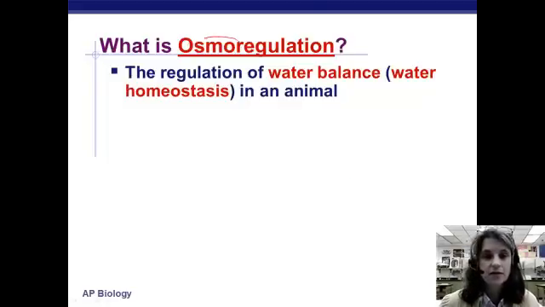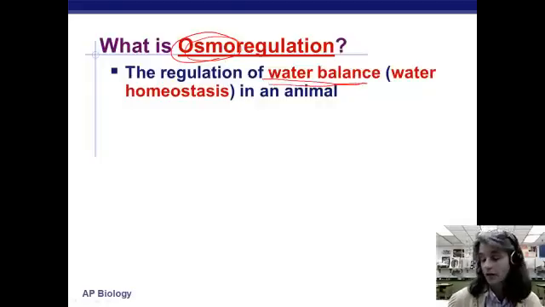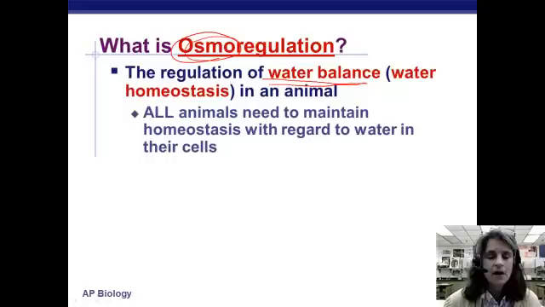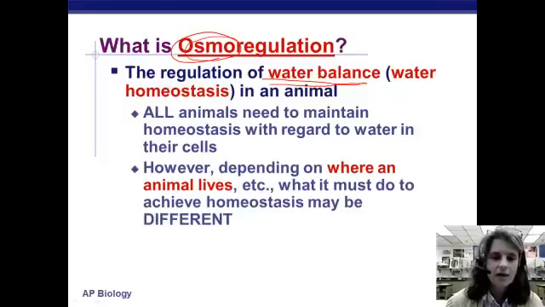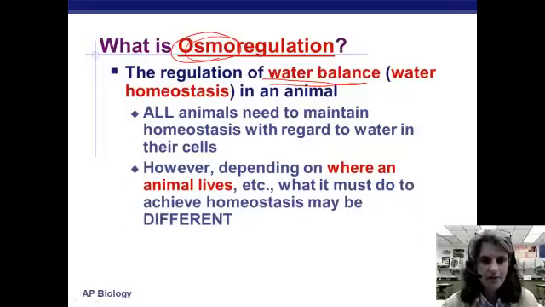Osmoregulation, of course, think of osmosis, and if we are an osmoregulator, we are going to regulate carefully the amount of water in our body. Okay? So all animals need to maintain homeostasis with regard to water in their cells. They all have to, even that jellyfish. It's just that he's going to do it by never leaving the water, and he's going to maintain his water balance that way. However, if you live on land, you've got a different problem.